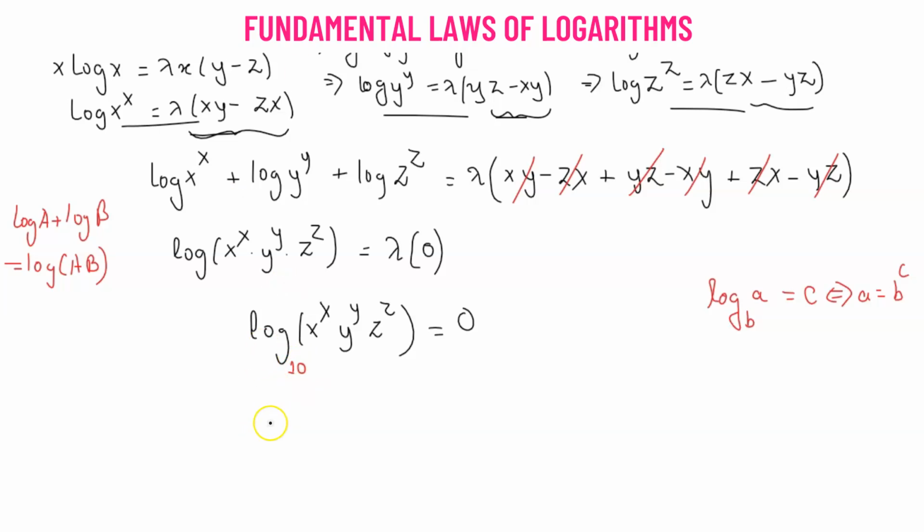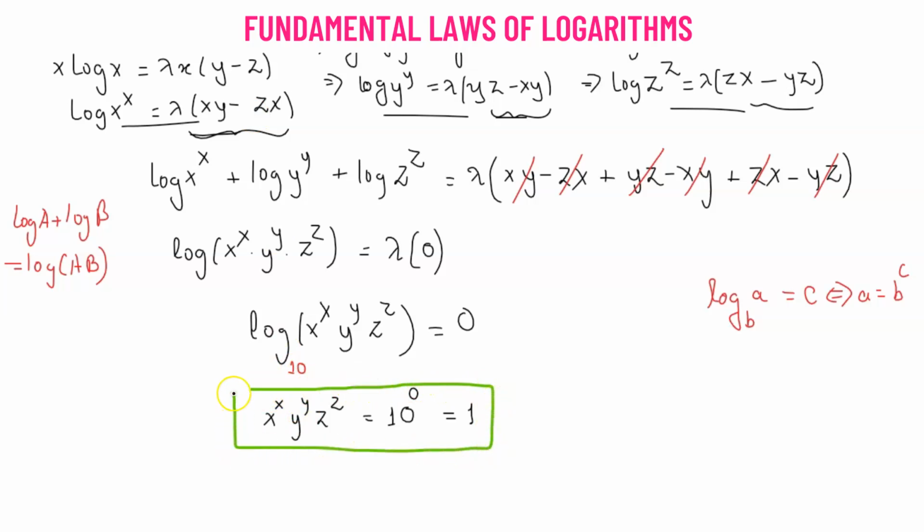So we can use our property to get x raised to the power of x times y raised to the power of y times z raised to the power of z equal to 10 raised to the power of 0. Now we know anything raised to the power of 0 gives us a value of 1. So our final value, x raised to the power of x times y raised to the power of y times z raised to the power of z, is equal to 1.